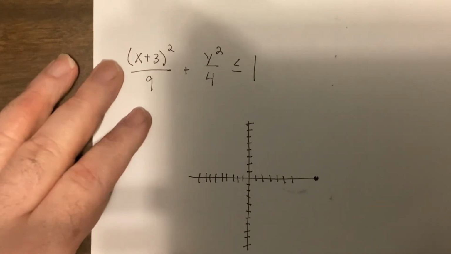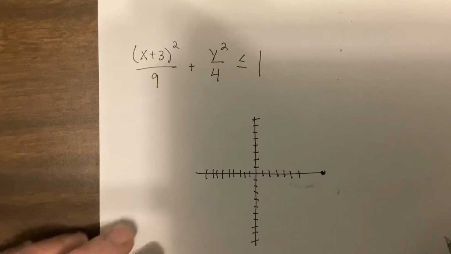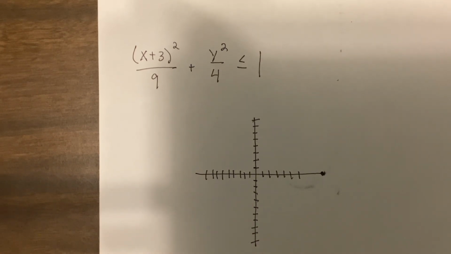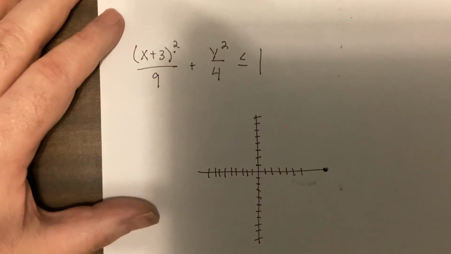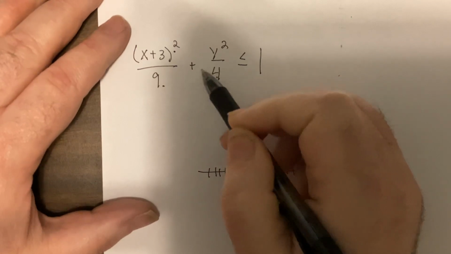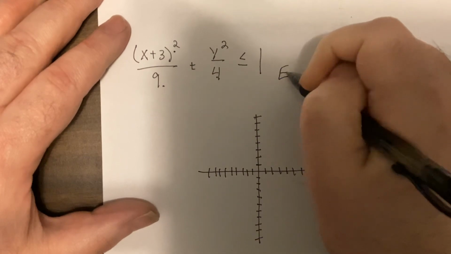Okay, this one. I see an inequality. So first we'd say, what would the graph be? Well, let's see. We have squares. We have different denominators. We're adding. So it's an ellipse.